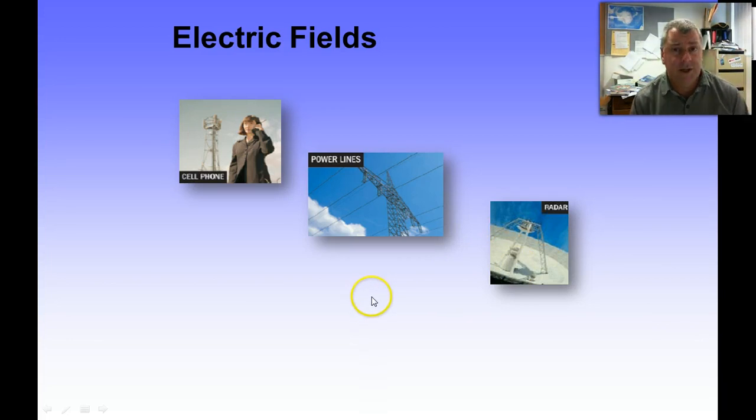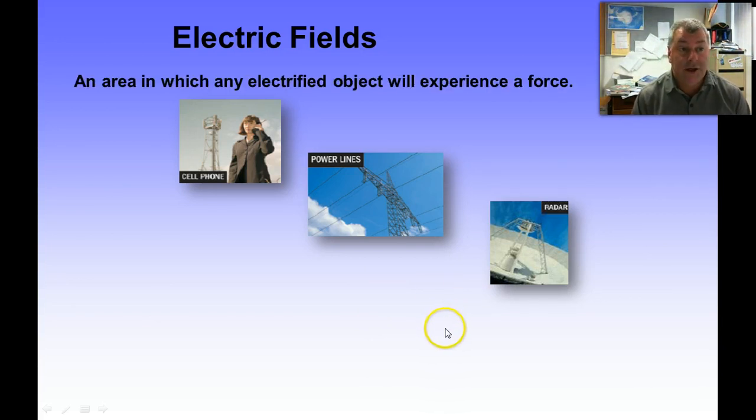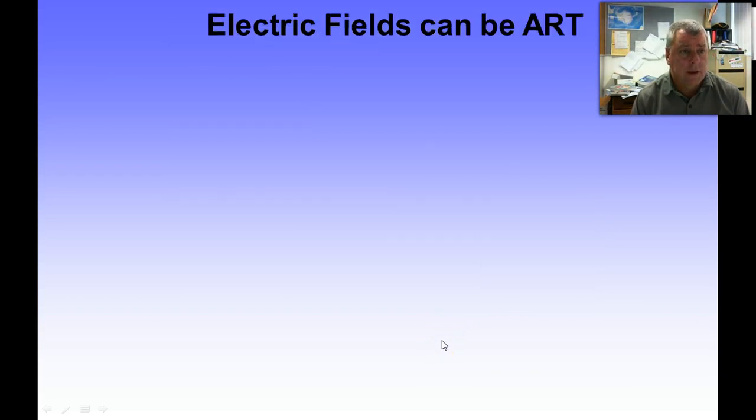So how do we represent these electric fields? And how, as physics students, would we draw them? An electric field is defined as an area in which any electrified object will experience a force, no matter how small. So we're not necessarily talking about large forces.